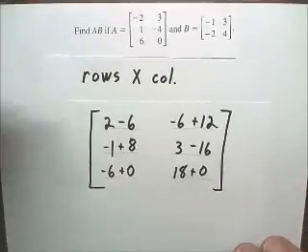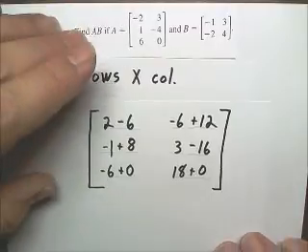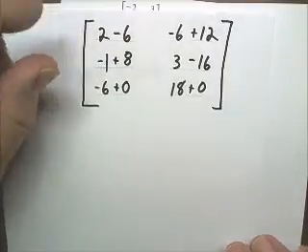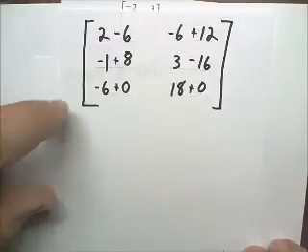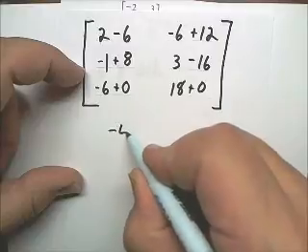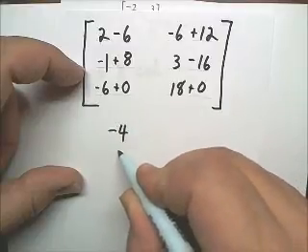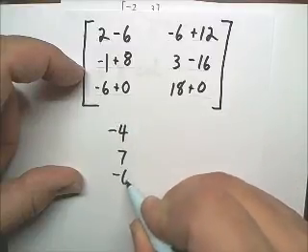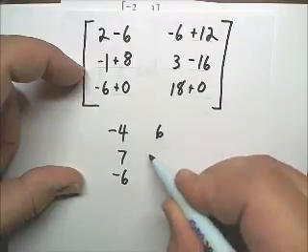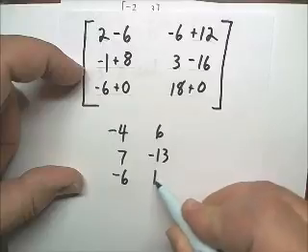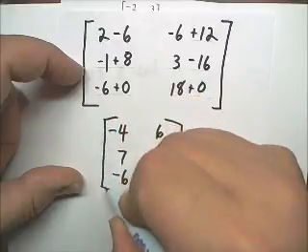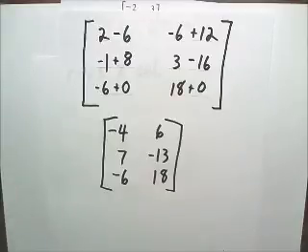Whew, that's the hard part. Now we just have to do these additions and subtractions and get the final answer. So we end up with -4, +7, -6, +6, -13, and +18. There, that's the answer to that matrix multiplication.